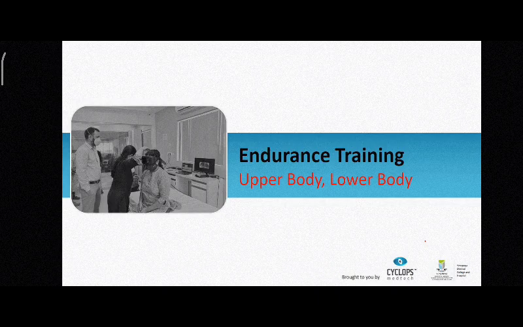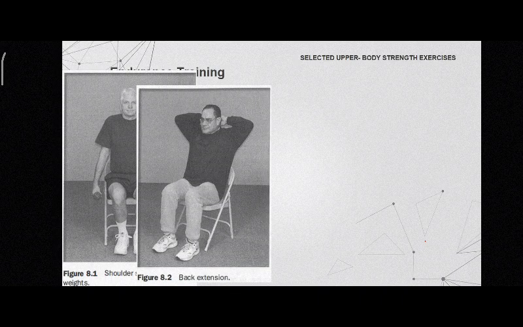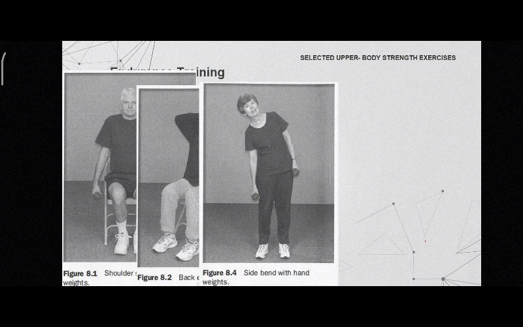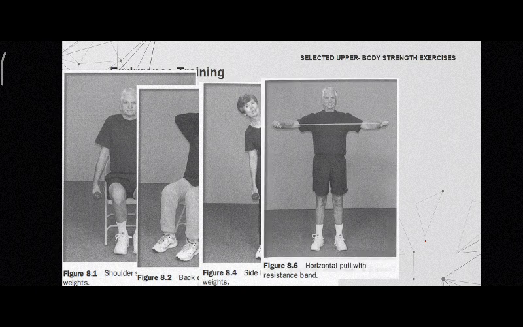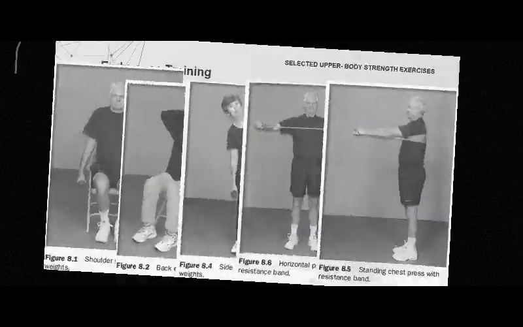Now coming to the endurance training of upper body and lower body. So the first is, we can ask the patient to do a simple shrug of the shoulder with some hand weights. It could be half kg to 1 kg to 5 kgs also. Then we ask the patient to do a head extension while resisting it with their hands. Then we can do side to side bending with hand weights, and then we can also ask the patient to pull the resistance band with both of their hands. Similarly, they can also do the standing chest press with the help of the resistance band like this.